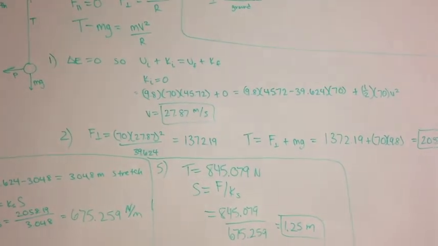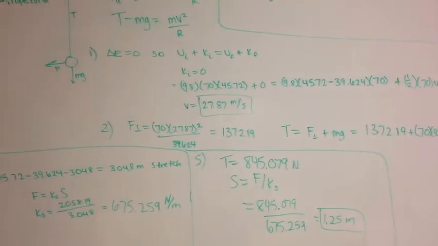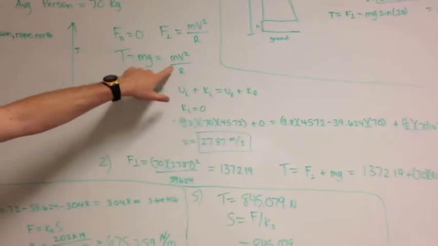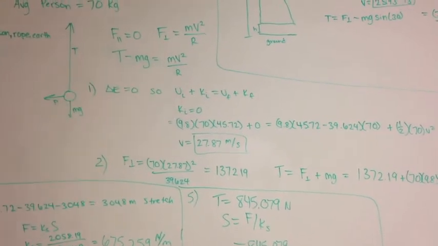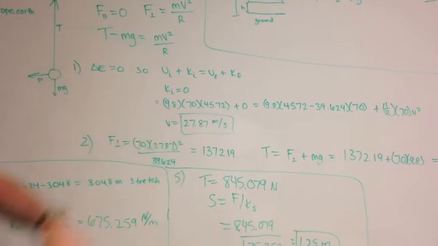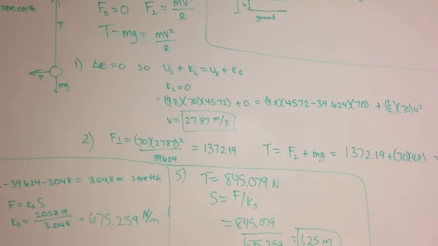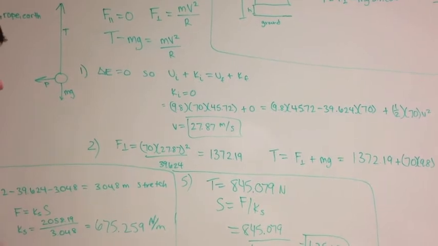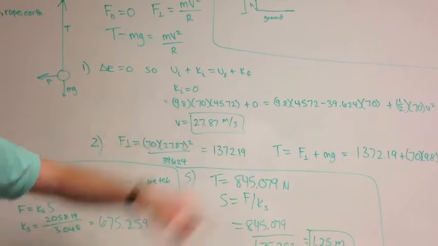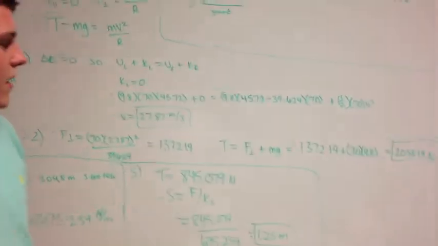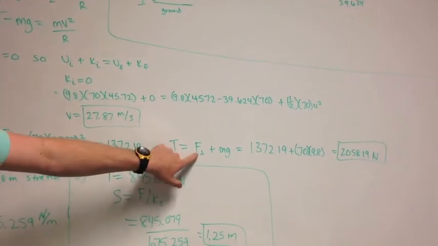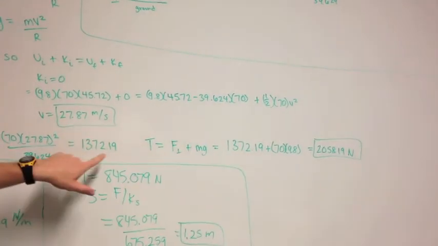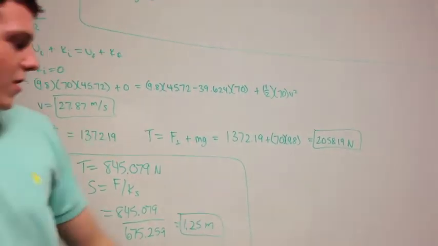Okay, so for the next problem, we're trying to find the tension now. So we're using this equation here, T minus mg equals F perpendicular, or mv squared over r. So we're taking the V that we just found of 27.87 meters per second, squaring it, multiplying that by our 70 kilograms, and dividing by the length of the rope, and we have 1372.19 newtons. And then T is going to equal F perpendicular plus mg, so we add 70 times 9.8 plus 1372.19, and we come up with 2058.19 newtons.